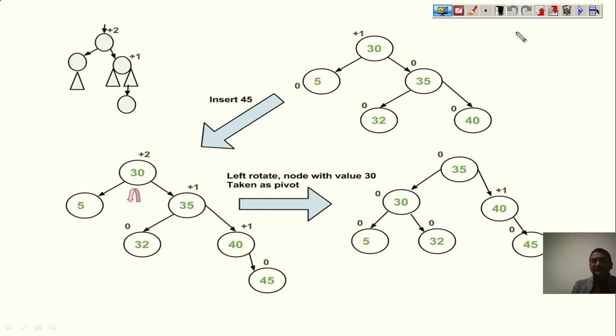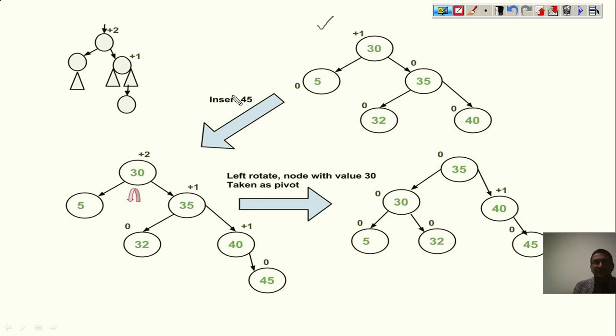Let us take one more example. This is one example where again the tree is not balanced. So let us take this tree. Initially we have a tree which is an AVL tree because it's a binary search tree, and also the structure is balanced, meaning the balancing factor at each node is maintained, that is 0, plus 1 and minus 1.